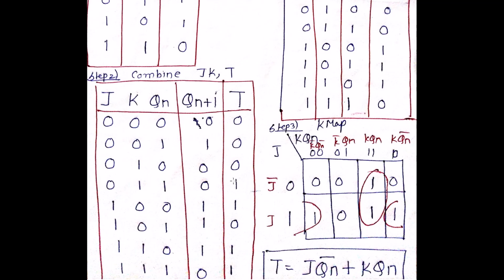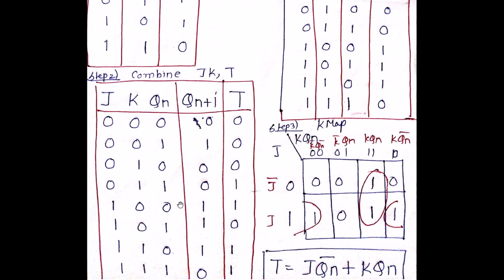So, just see over here. We have Qn and Qn plus 1 as 0, my T value is 0. Again, my Qn and Qn plus 1 is equal to 1, my T value is 0. Again, my Qn and Qn plus 1 is equal to 0, my T value is 0. My Qn and Qn plus 1 is 1, 0. That means the toggle takes place. The toggling has taken place.